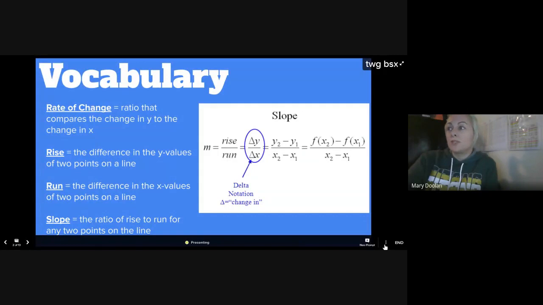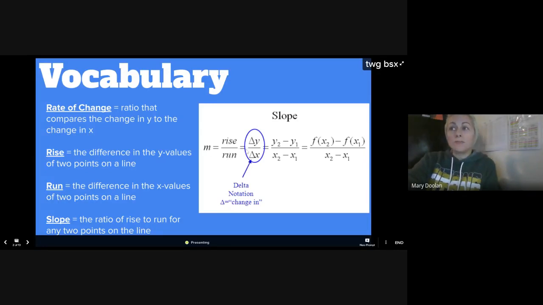So this first slide here, this is our vocabulary. Let's take a look at what's in this white box here. It's labeled slope because these all mean slope. There's lots of ways of representing slope. Slope is rate of change, okay? It is represented by this lowercase m. It is represented by rise over run.